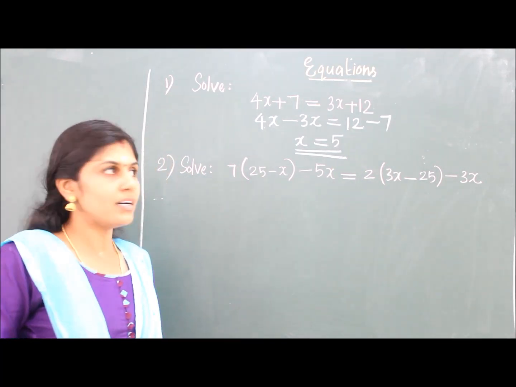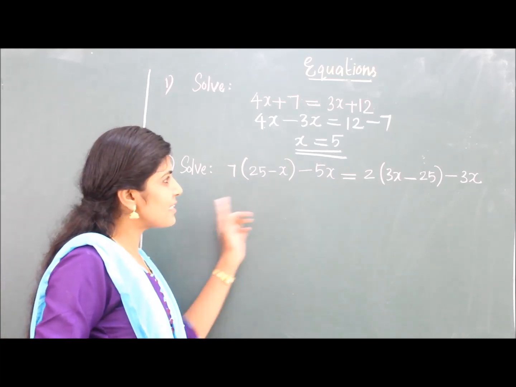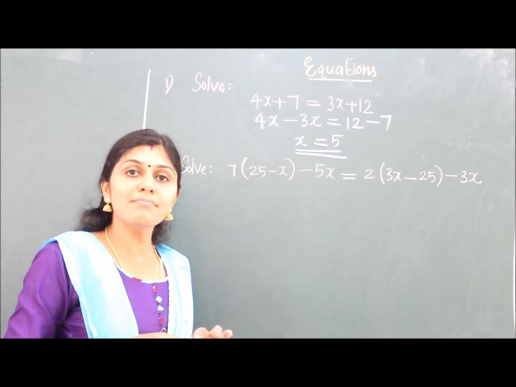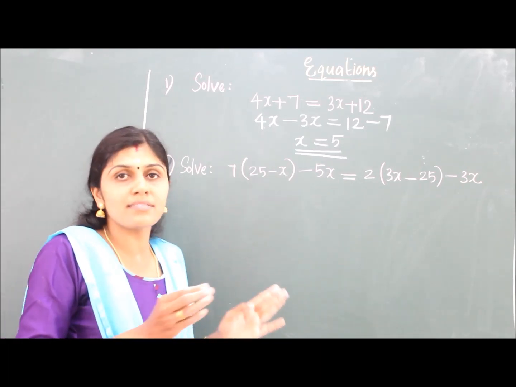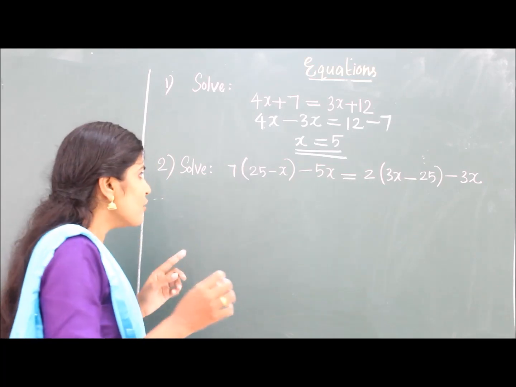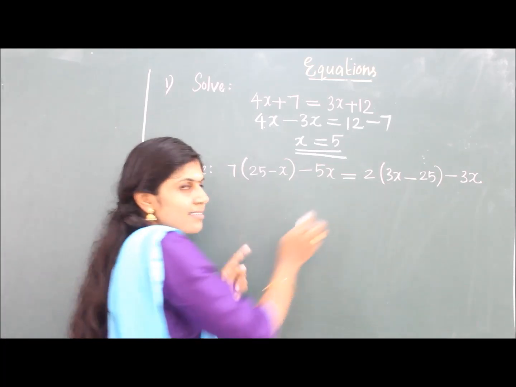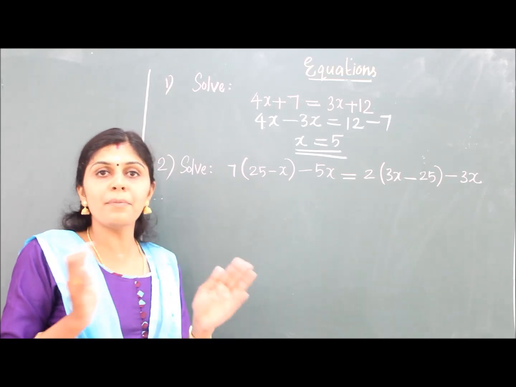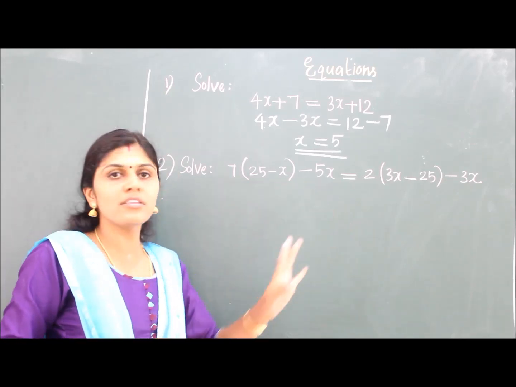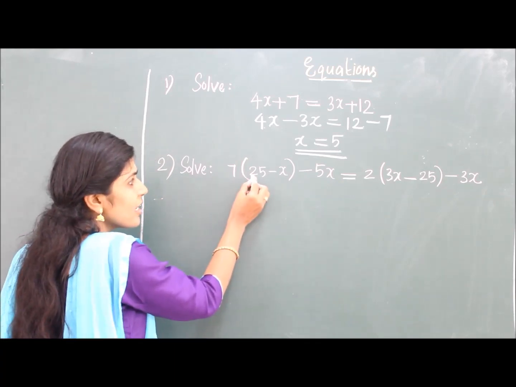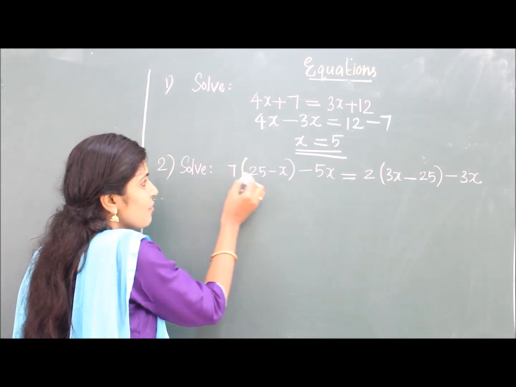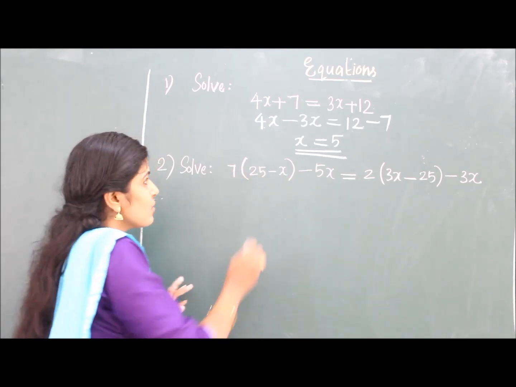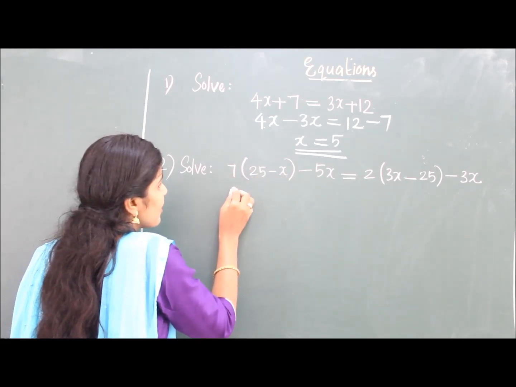Now coming to the second one, it looks like a bit bigger, right? But still you can identify that this is also a simple linear equation as it contains no x square and x cube terms. So for this, see there are some brackets here. In such questions, our primary importance is in opening the brackets. So we have to open all the brackets first. Here in order to open this bracket, we have to multiply 7 with each of these terms. So 7 into 25 will give 175.